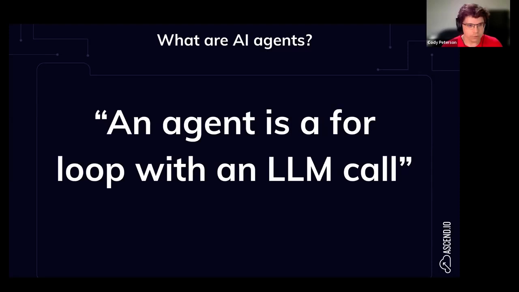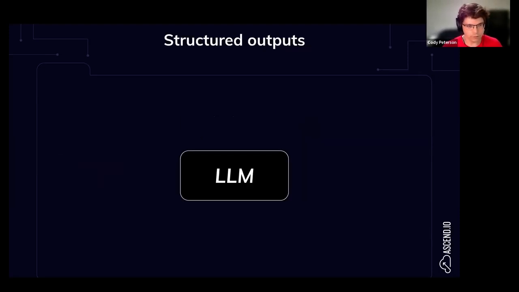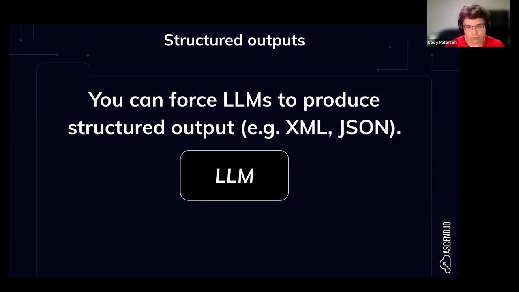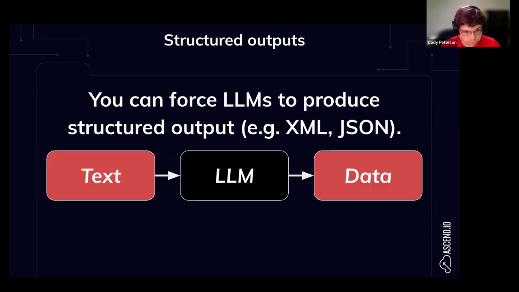So we're going to build up to this very quickly. This might be a little boring if you're already familiar, but the underlying technology that allows you to do this is an LLM's ability to turn unstructured text into structured data. So you can force an LLM to produce structured output. Usually that's in the form of XML or JSON, and that lets you basically have typed data that you're extracting from your text.